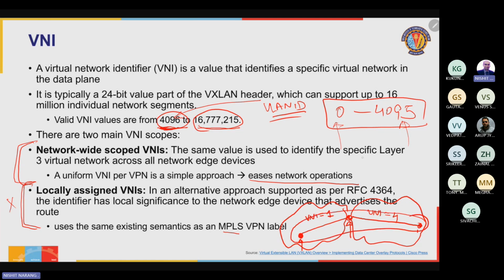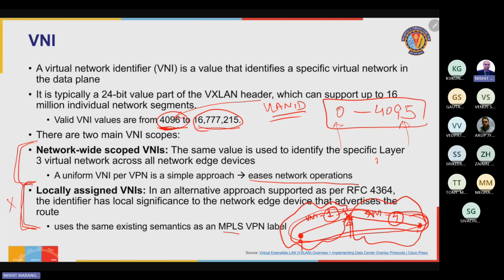This use case, by the way, I'll talk to when I come to multi-site data center. This is one of the use cases of multi-site data center. The same overlay network can span across 2 data centers. And there you might find use of locally assigned VNIs. One data center has VNI 4, the other has VNI 1. So in the intersection point, I'm switching VNI. So you can call it a locally assigned VNI.